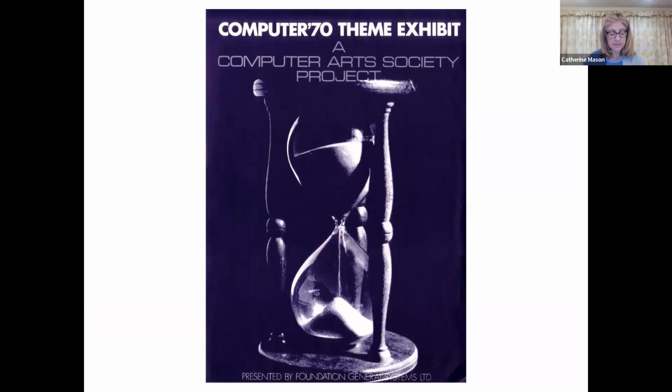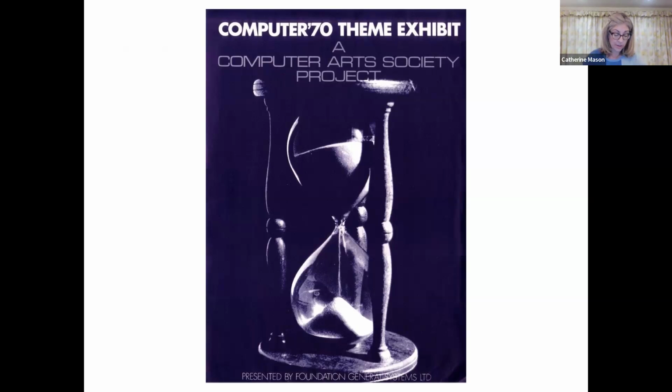So whilst CG70 was taking place, members of the CAS had been working on what became the eco game. And this was a proposal that came from the Business Equipment Trade Association. And these people were having a trade fair at Olympia in 1970 called Computer 70. So Computer 70 should not be confused with CG70 that we just heard about.